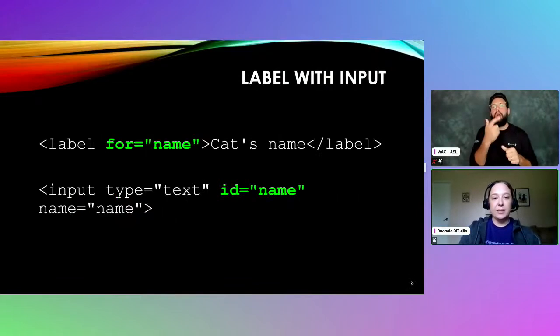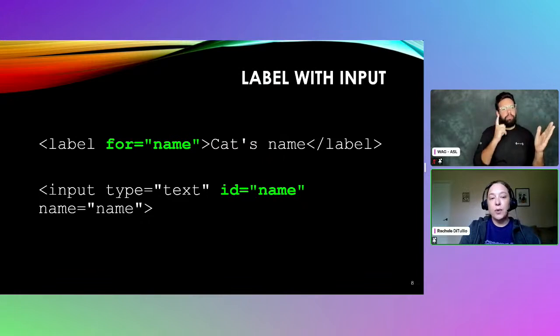So this is the simplest form setup that we can have. We have a label for cat's name, the first field on our form, and then we have an input type of text with an ID of name, and that matches the for attribute for our label. Now, why is that important? So what this allows is two different things.